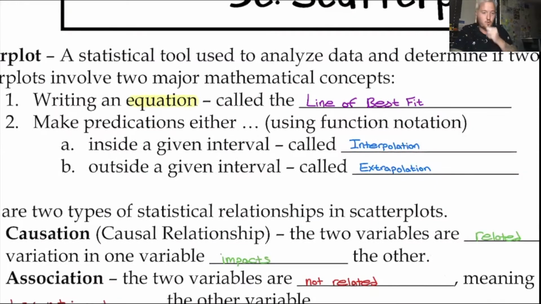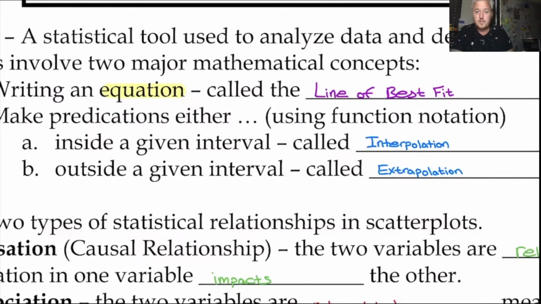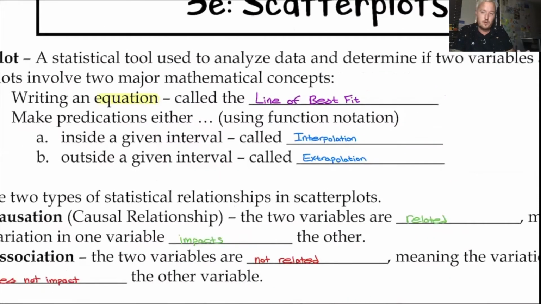As mentioned before in function notation, this is where we're really going to be using interpolation and extrapolation. So inside a given interval, we're going to be looking at interpolation. Outside that given interval or boundary, we're going to be looking at extrapolating.